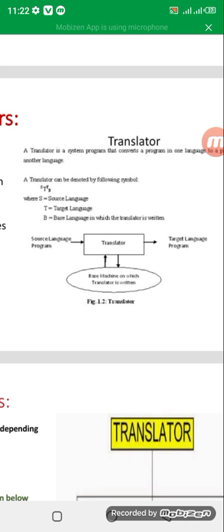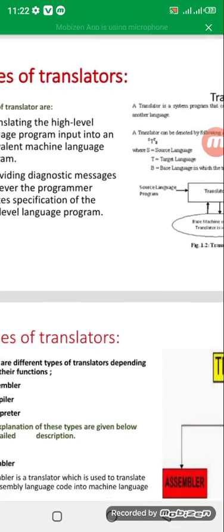S means source language, T means target language, B means base language in which the translator is written. First of all, a source language program is given to the translator. The translator is written on a basic machine, and it can convert one form of language into another form of language, that is, the target language program.